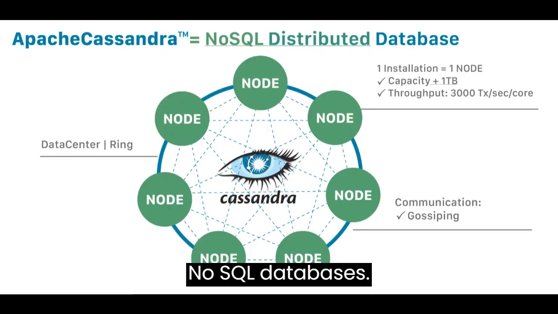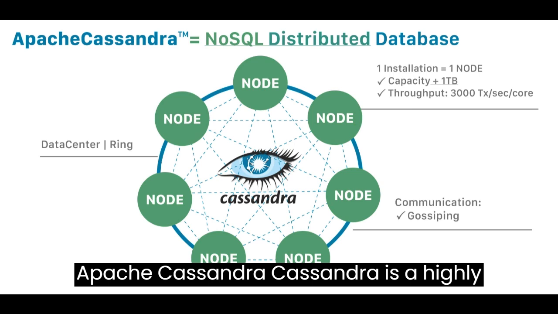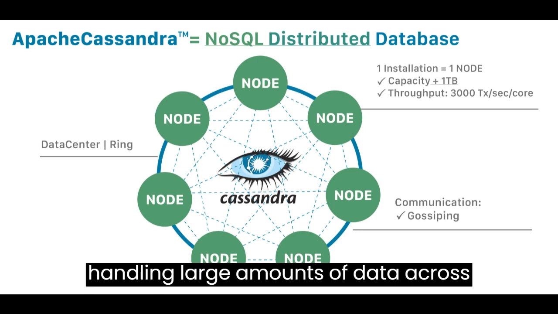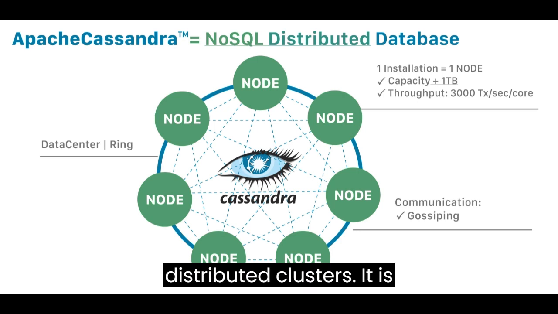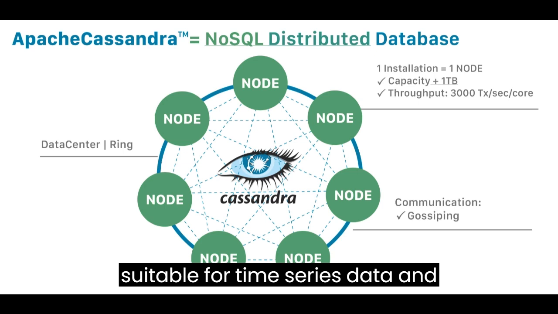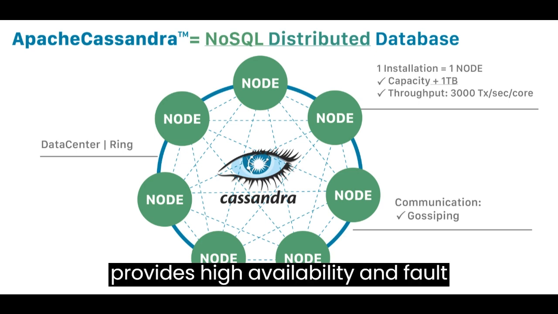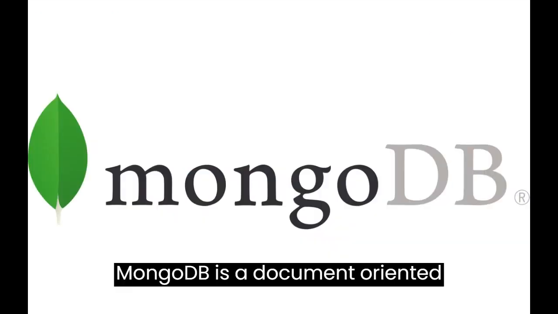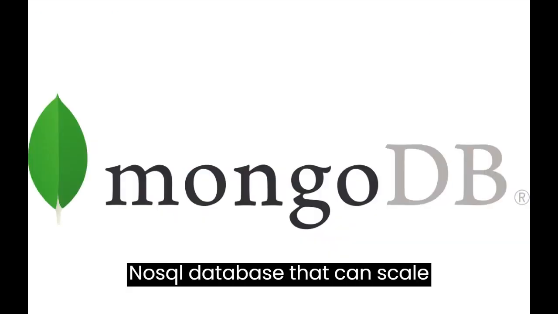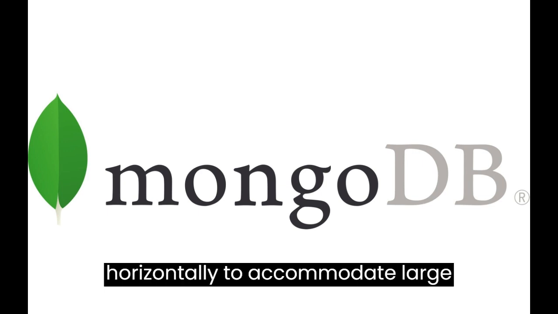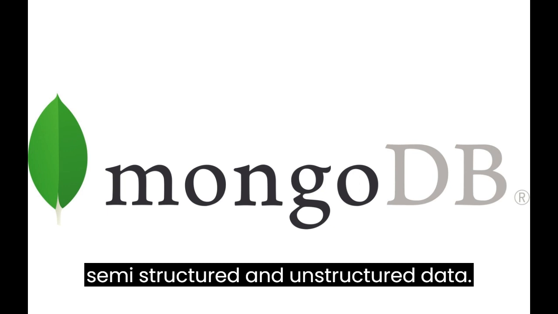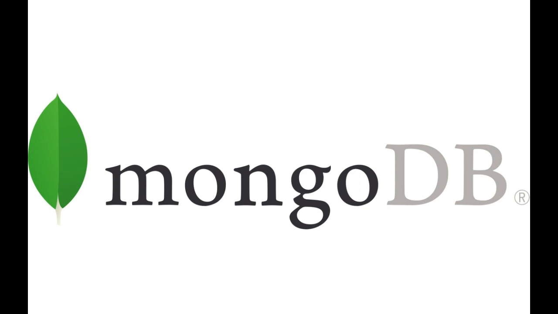NoSQL databases. Apache Cassandra. Cassandra is a highly scalable NoSQL database designed for handling large amounts of data across distributed clusters. It is suitable for time series data and provides high availability and fault tolerance. MongoDB. MongoDB is a document-oriented NoSQL database that can scale horizontally to accommodate large datasets. It is suitable for semi-structured and unstructured data.